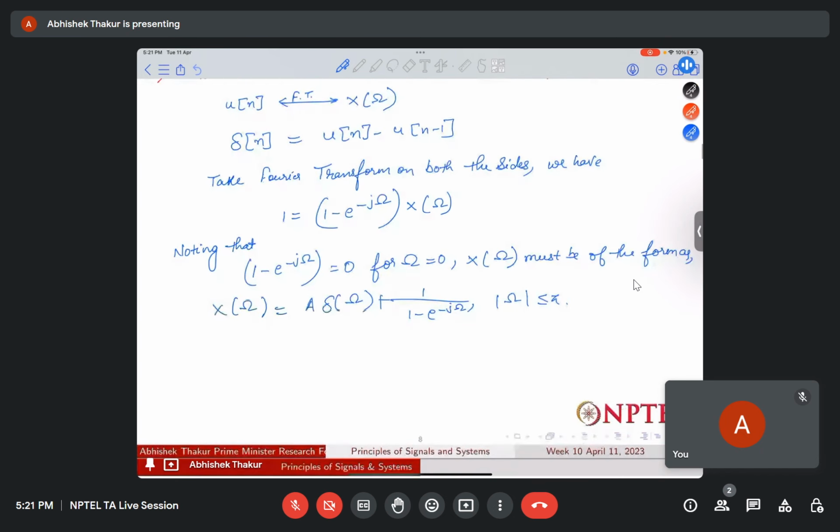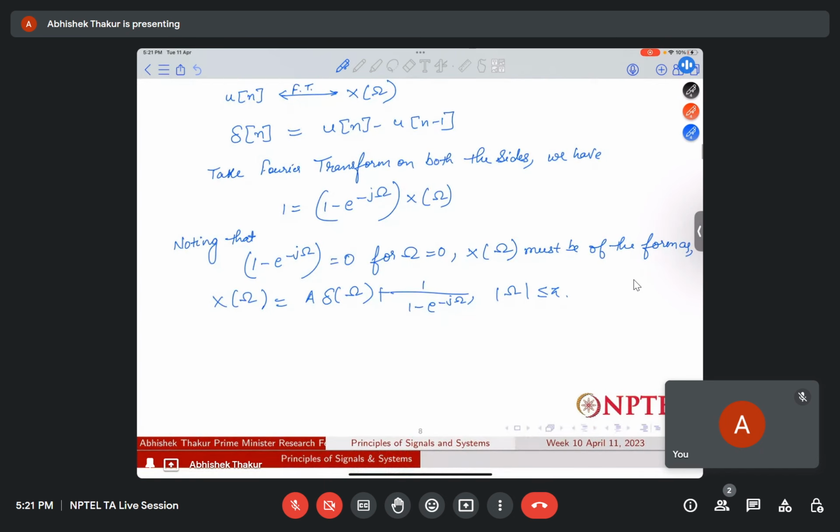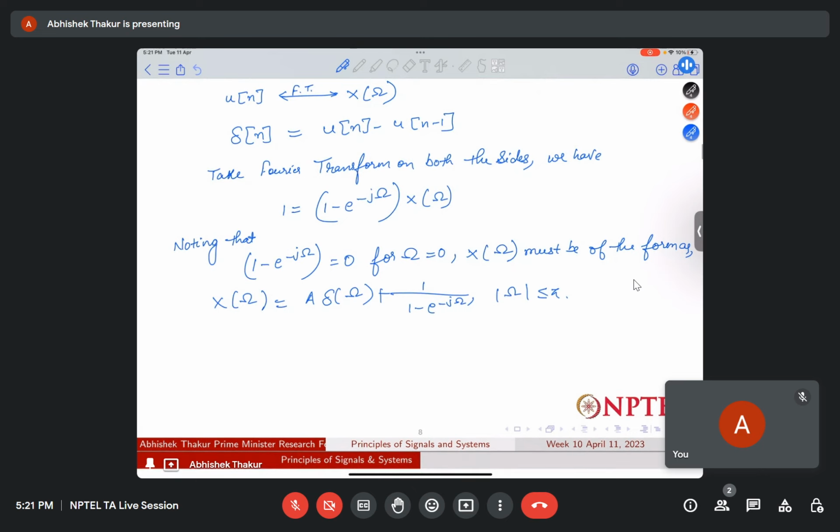To determine a, we proceed as follows. The even component of u[n] is given as 1/2 + (1/2)δ[n], and the odd component of u[n] is given as u[n] minus the even component of u[n]. So this is equal to u[n] - 1/2 - (1/2)δ[n].